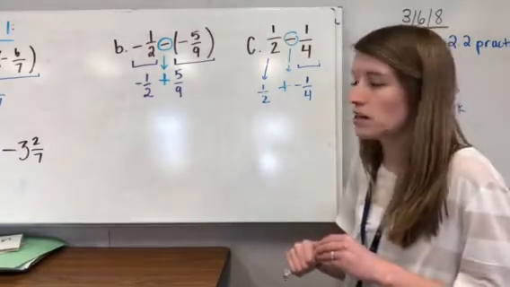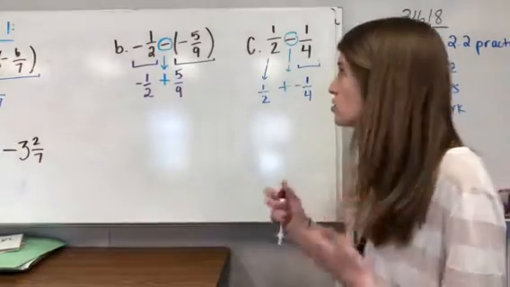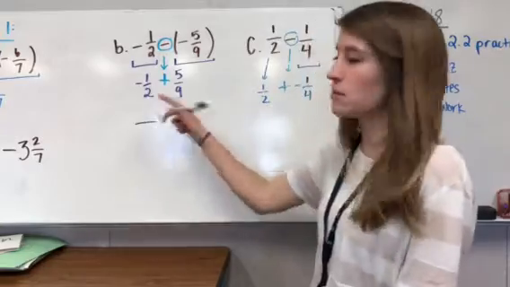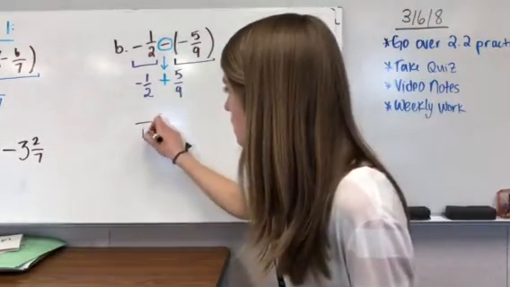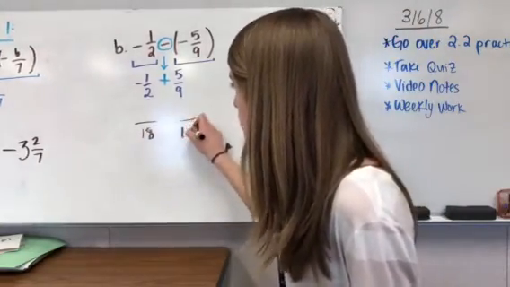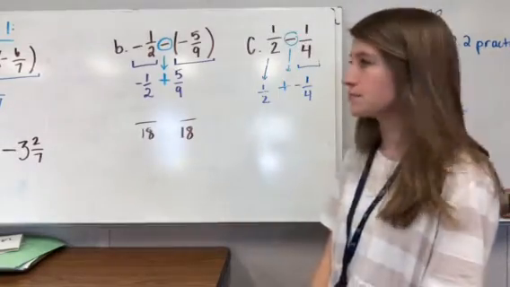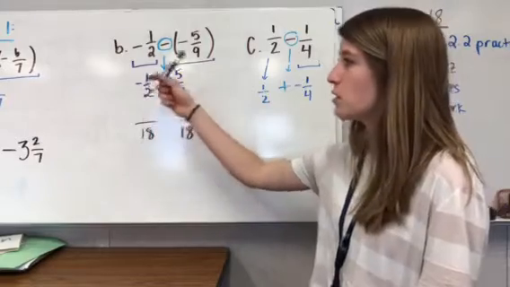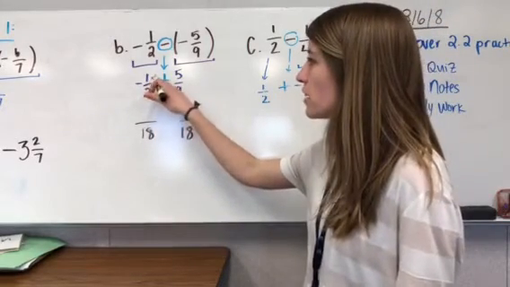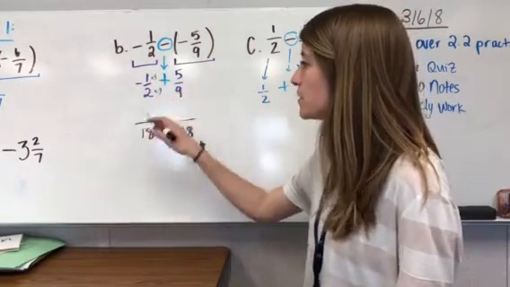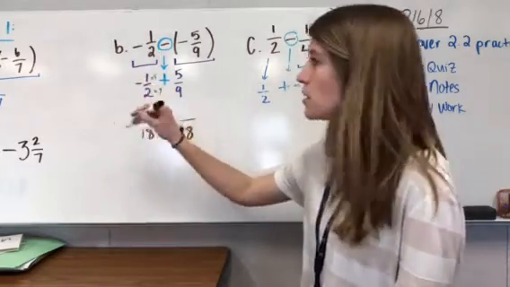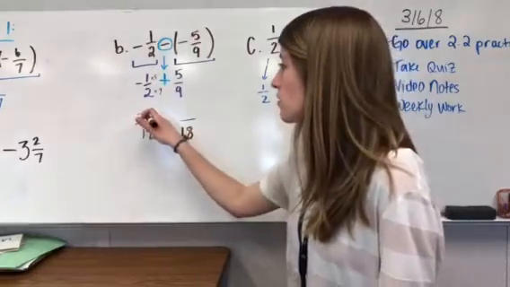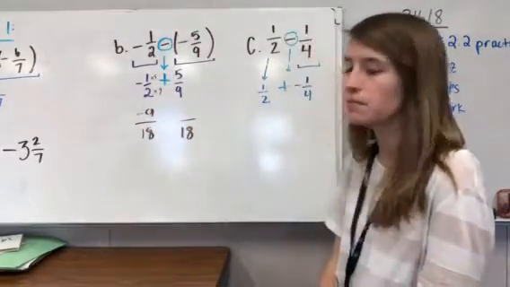I need to first go ahead and make these common denominators so that I can add them. Least common multiple of 9 and 2 is 18. So I can make both denominators 18. 2 times 9 is 18, which means I need to multiply both the numerator and the denominator by 9. Now, also what we had talked about in the last video is making sure to keep this negative with the numerator. So -1 times 9 is -9.